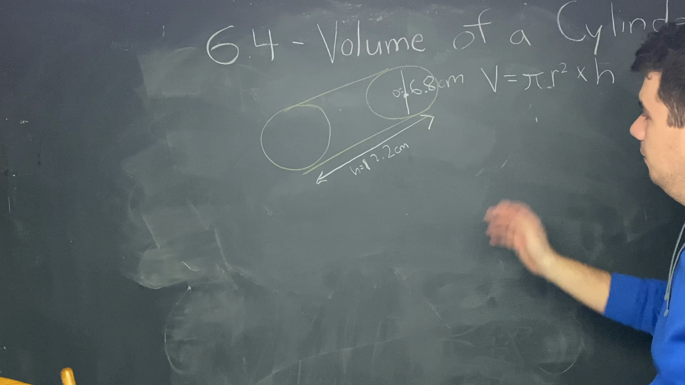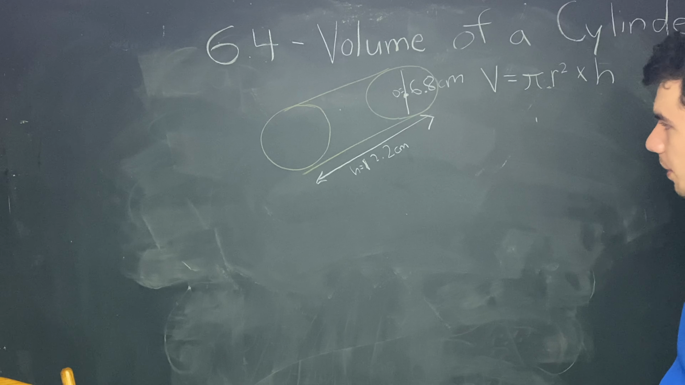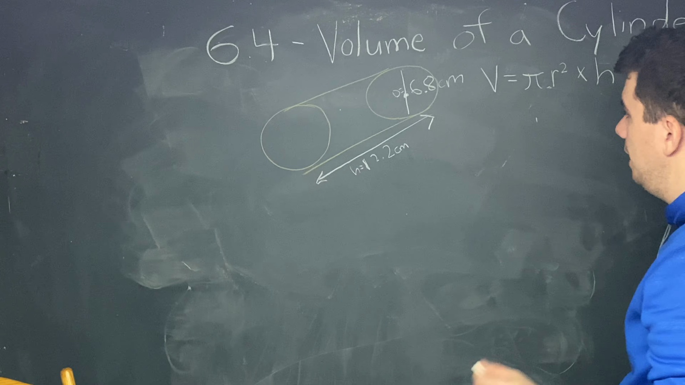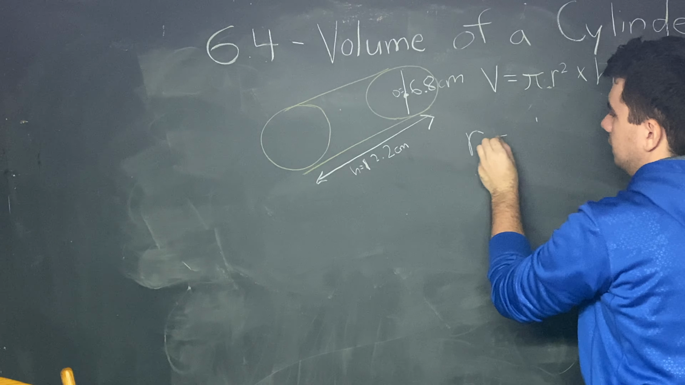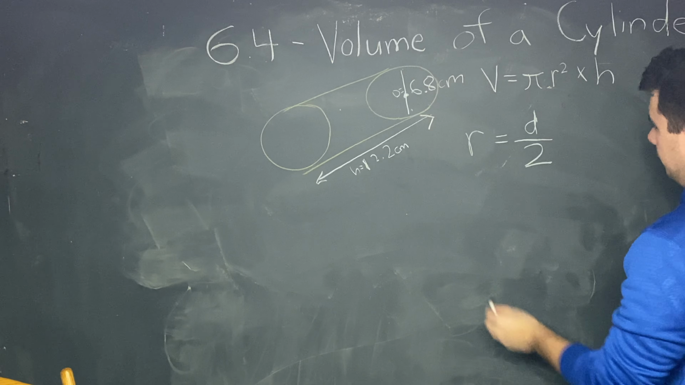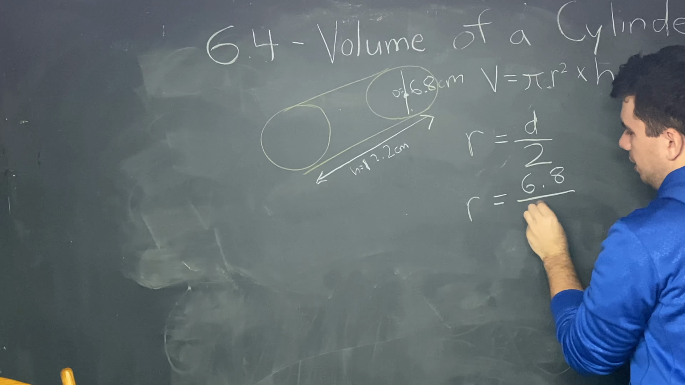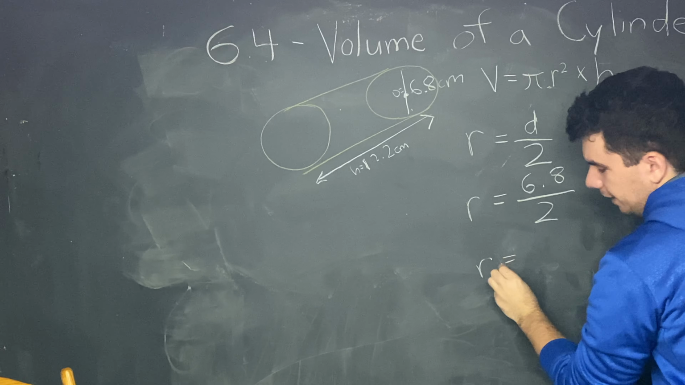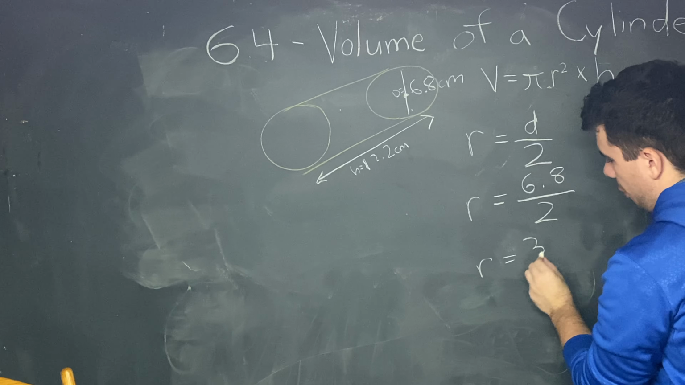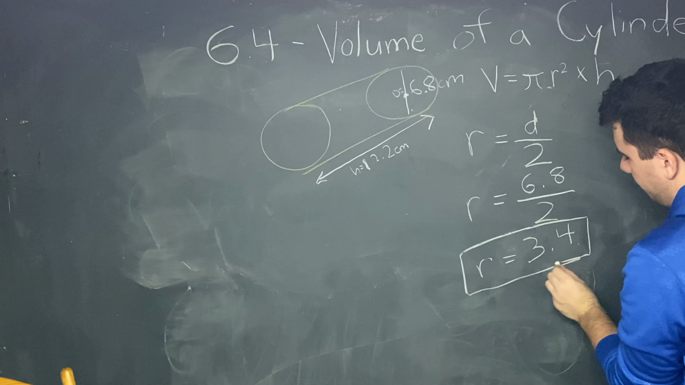So if we're looking for our base, we know that we have the diameter is 6.8 centimeters, but we know that we can't input diameter into this equation. So we first have to use our radius formula. R is equal to d over 2 to figure out what our radius is going to be. So R is equal to 6.8 divided by 2. So R is going to be equal to 3.4. So now we have our R. We have our radius.